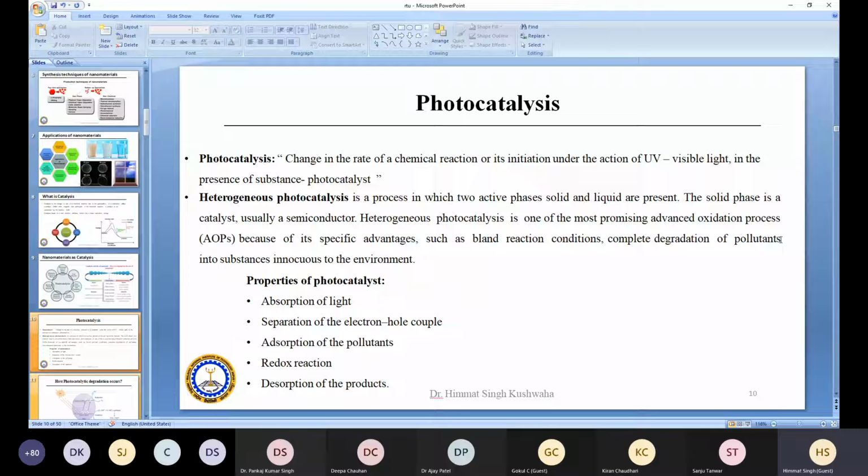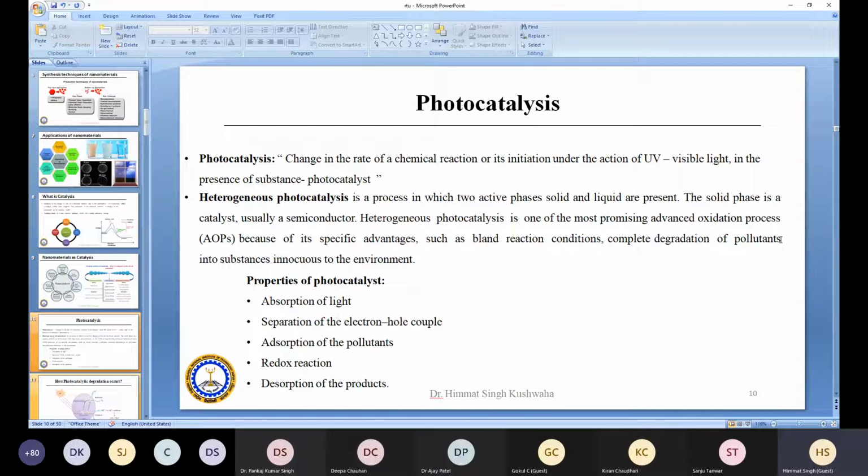The photocatalysis process is mainly the change in the rate of chemical reactions by irradiation of light, either in the UV region, the visible region, or in sunlight. The catalyst which works in the presence of this irradiation is called a photocatalyst. In a heterogeneous photocatalysis process, two phases are present: a solid phase, which is the catalyst, and a liquid phase, which is the reactant or the product. Like in wastewater treatment, water is the liquid phase and our catalyst will be in the solid phase.